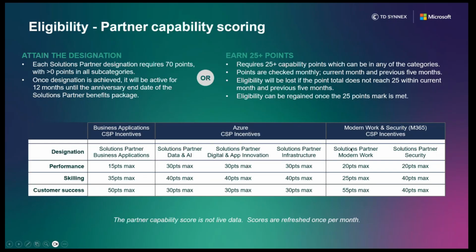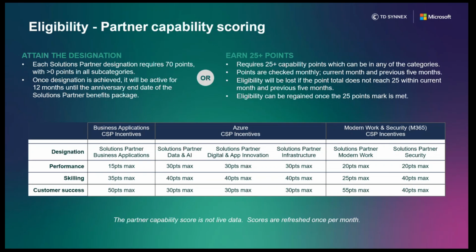These 25 points can be in just one area, for example, in modern work. For the solutions partner modern work, there is a 100 points maximum. Your 25 points could all be from a combination of performance and customer success, or maybe it's all out of customer success. It doesn't matter as long as you have a minimum of 25 points in your modern work. Now, just a reminder, in order to earn a designation, you must have a minimum of 70 points out of 100 with no zeros. And earning a designation also means you do have to purchase the solutions partner benefits package.